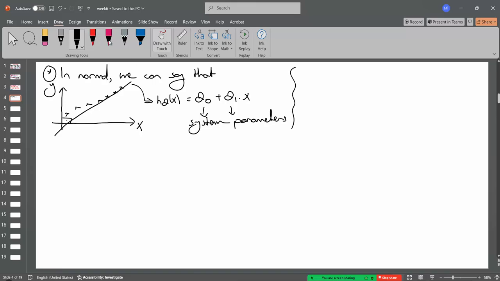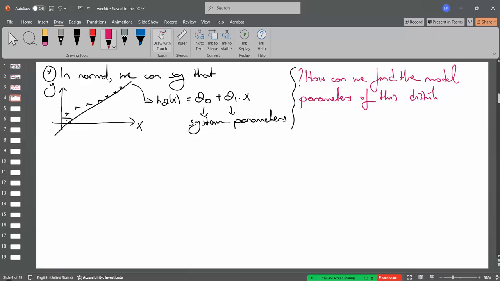But the main question is how can we find the model parameters of this distribution in probability theory?